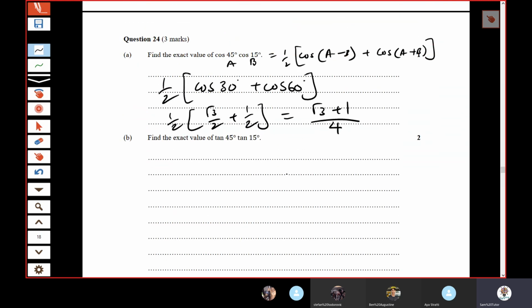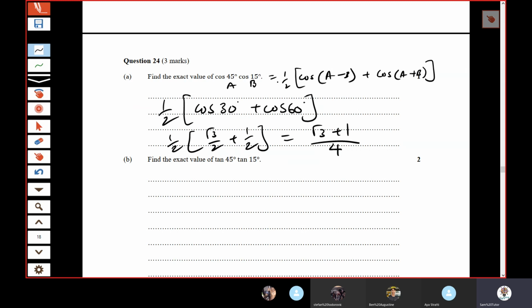It's good. So just look at part A and the relation to part B, what's the same, and then think about it, and you can probably get it out. What do we think I'm going to do to find tan 45, tan 15? You did say T formula.